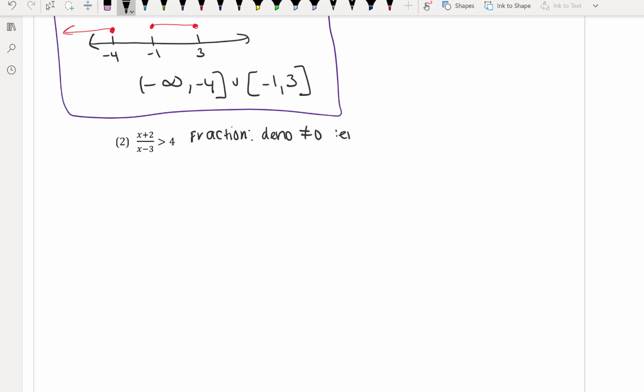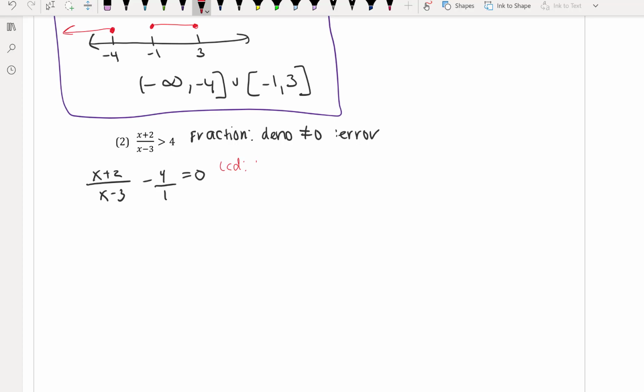Otherwise, we get an error. If you plug any fraction with a 0 denominator, you're going to get an error on your calculator. For example, you can do 5 divided by 0, you get error. It doesn't exist. So what am I going to do? I'm going to have my (x + 2)/(x - 3) - 4 equal to 0. I can always put it over 1 to help myself out.